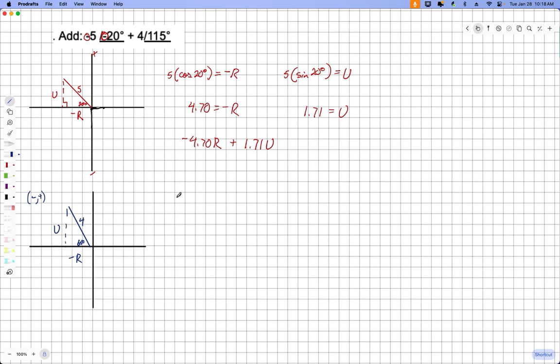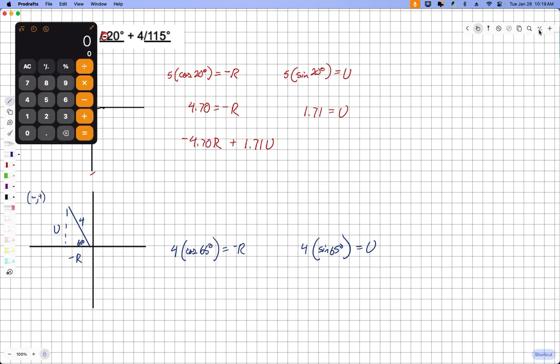We do the same exact thing. We take the hypotenuse. Actually, let me move this lower to give us some more room. We take the hypotenuse times the cosine of the angle. That's our negative r. Hypotenuse times the sine of the angle. That's our positive u. Now we just do the calculation.